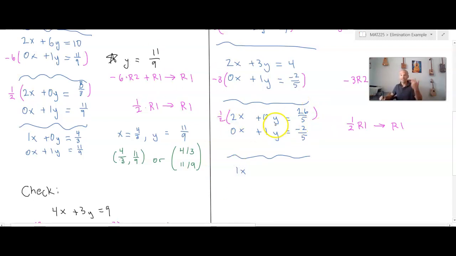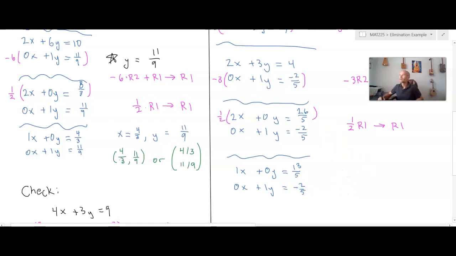1/2 of 0, you can see that now that we've eliminated all the y's in the first equation, that's still just going to be 0y. And 1/2 of 26/5, so that's 26 over 10, which comes out to 13 over 5. And 0x plus 1y equals negative 2/5.